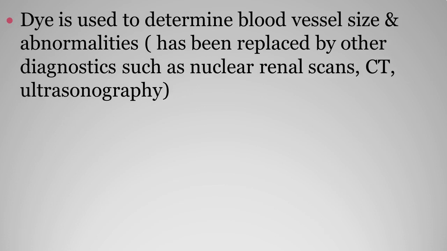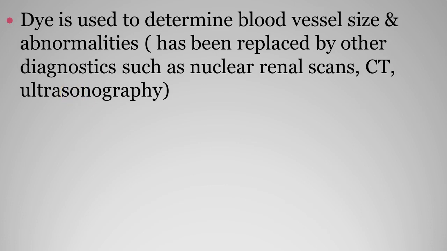Okay, and now we do a renal angiography. As I said before, this uses a dye to determine blood vessel size and other abnormalities. This one has pretty much been replaced by other diagnostics such as nuclear renal scan, CT, and ultrasonography. So remember, this would be a little more dangerous than the ultrasonography I just talked about, because we're looking at the blood vessels in the kidney, and it has to have a dye. It's very much an invasive procedure which provides dye systemically to the whole body.